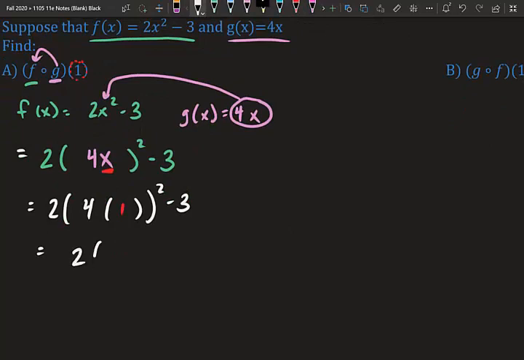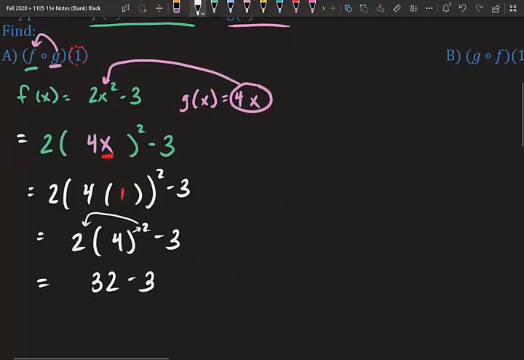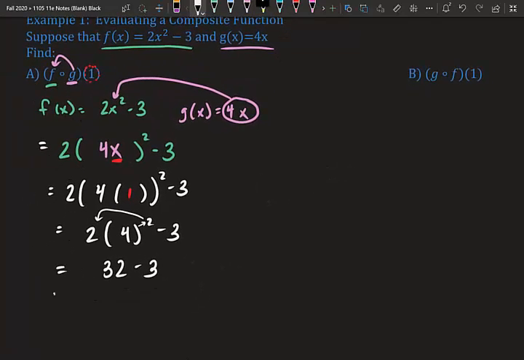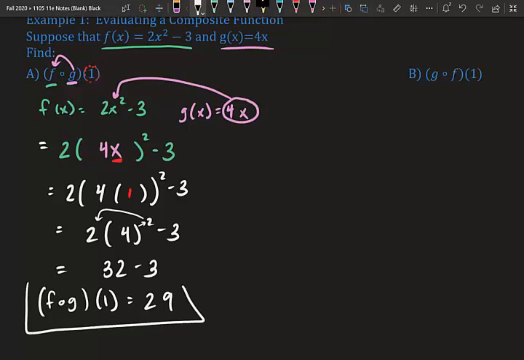So we have 2 times 4 squared minus 3. 4 squared is 16, and 16 times 2 is 32. And 32 minus 3 is 29. So our final answer is f composed with g of 1 equals 29. We have to put that notation back in because it lets the reader know we took the composite, then we plugged in 1.